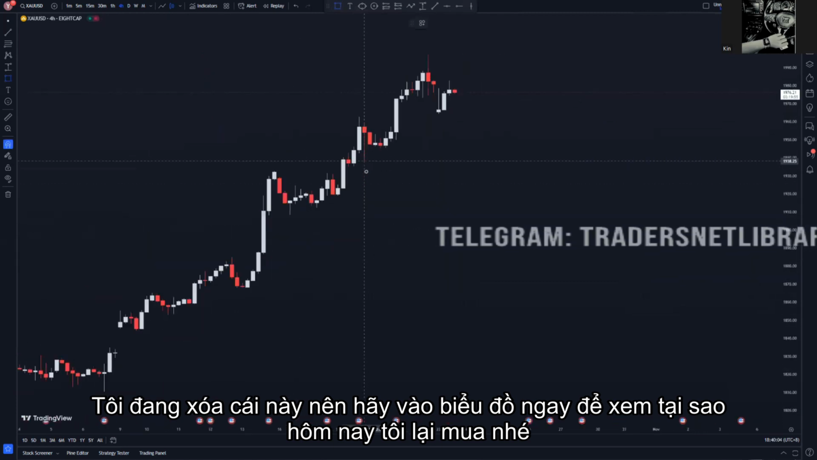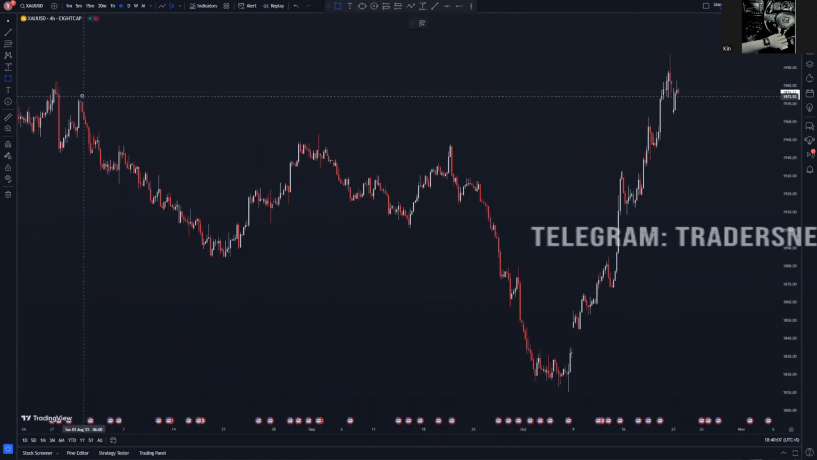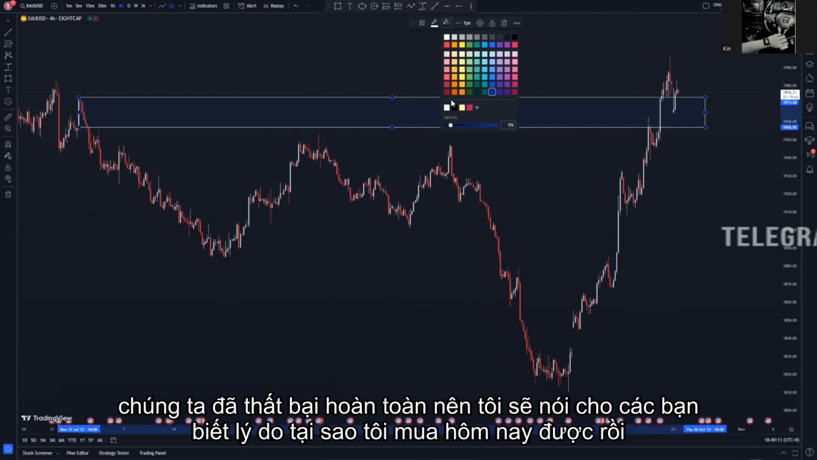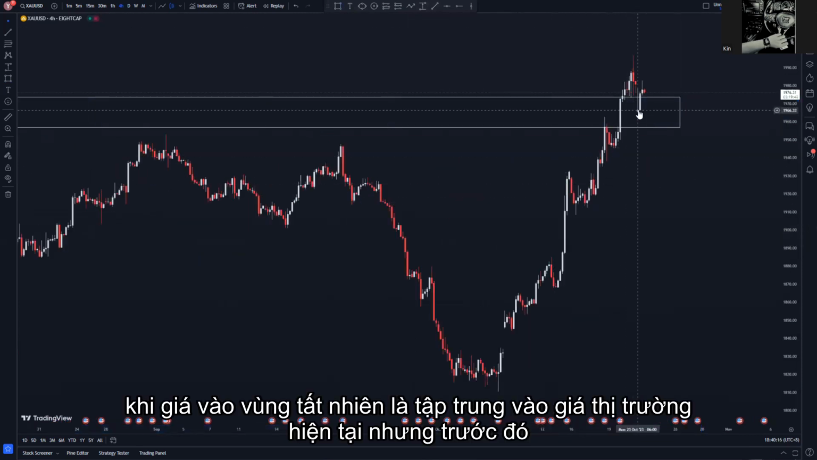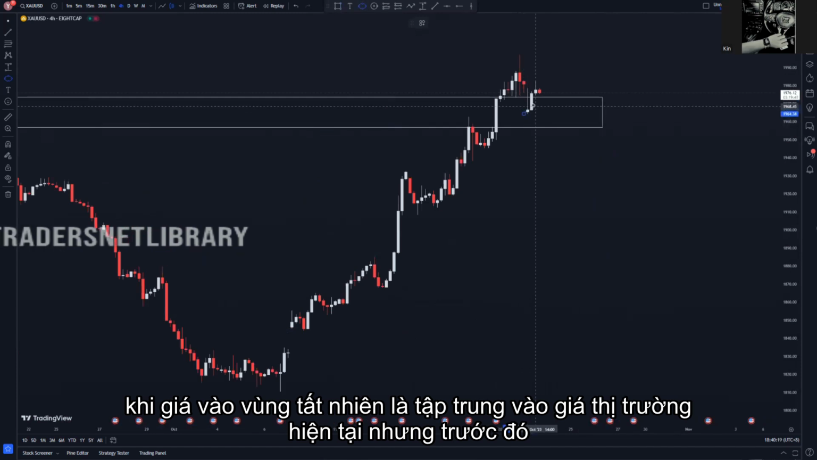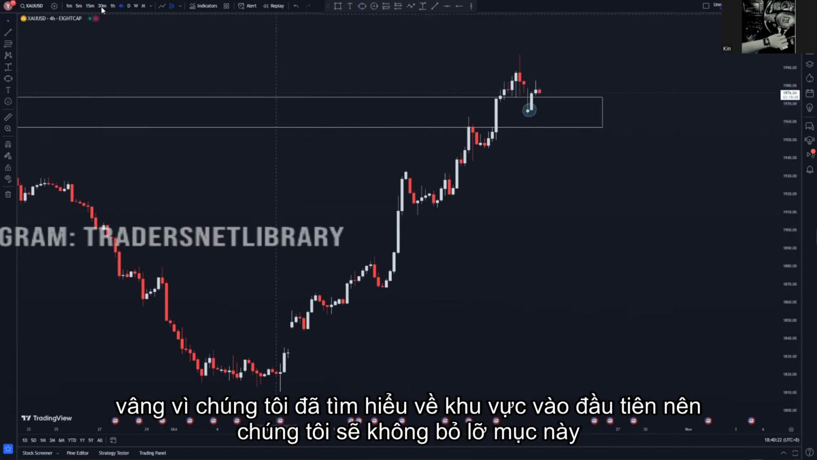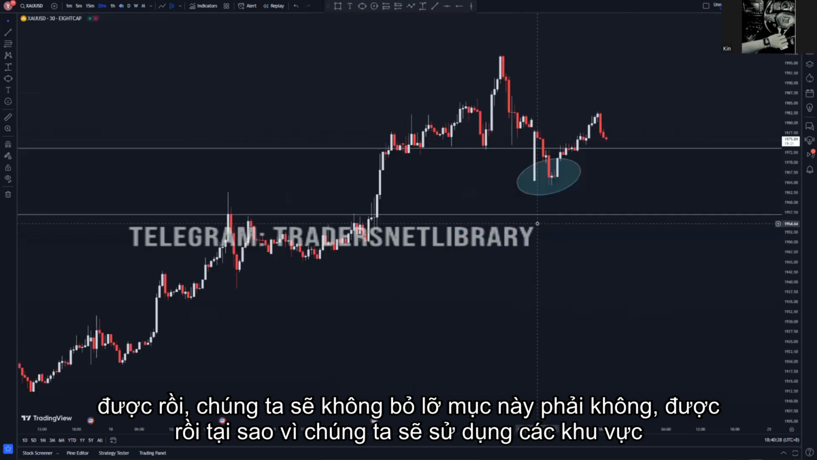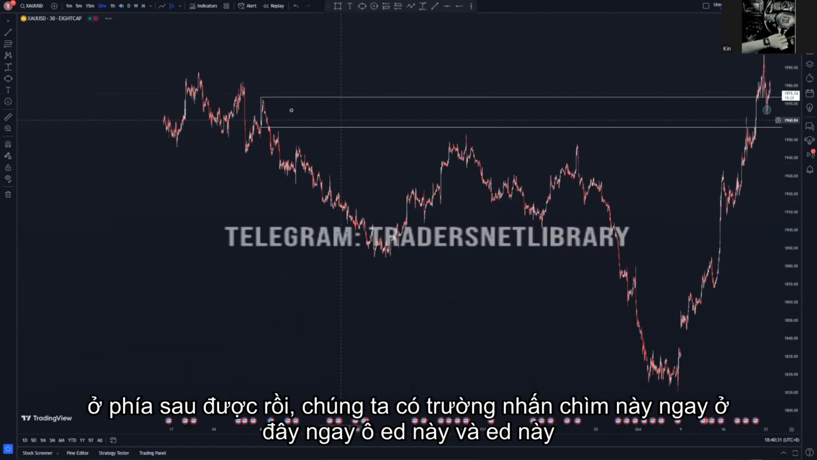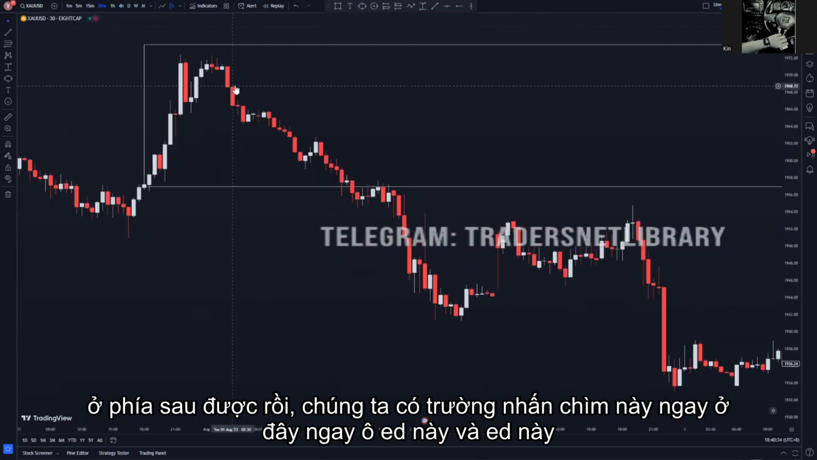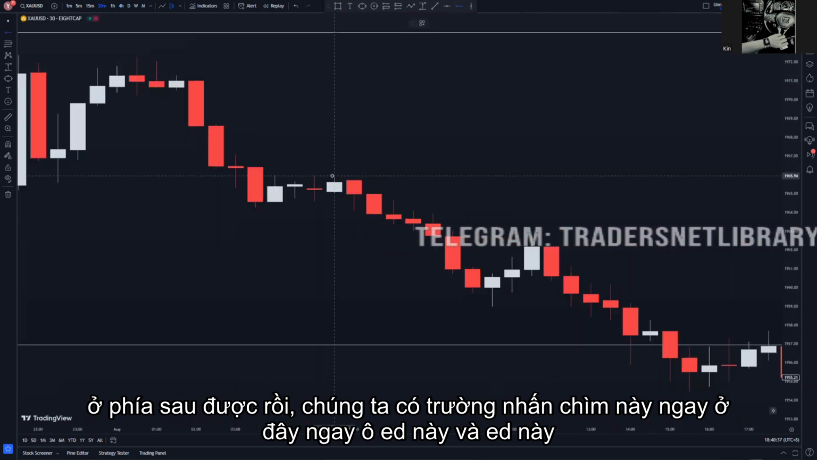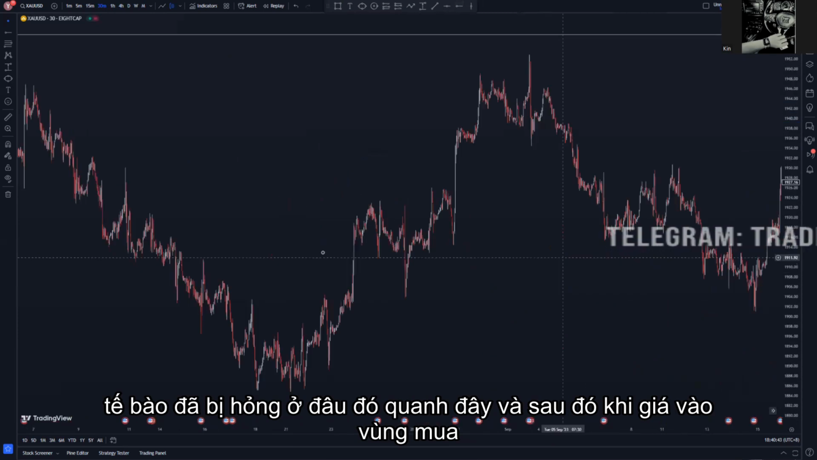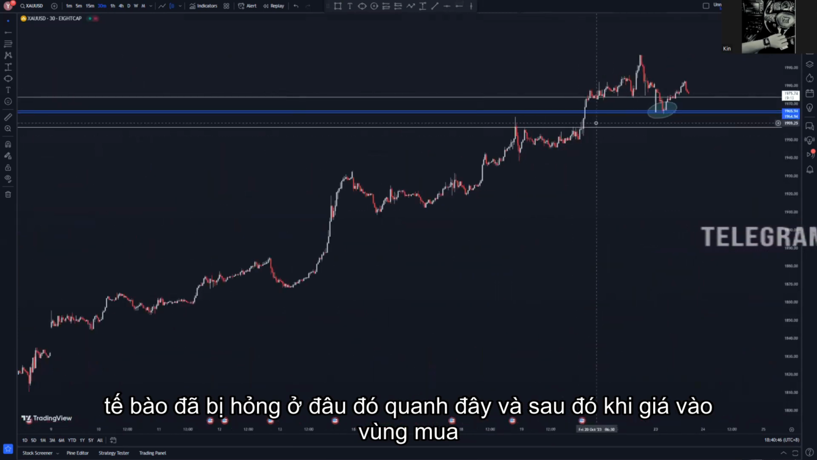Let's see, why did I take a buy today? Okay, we had this engulfing fail, right? So I'm telling you the reason why I took a buy today. When the price gets into the zone, of course, focus on the current market price. But before that, because we learned about the first entry zones, we're not going to miss this entry, right? Why? Because we are going to use the zones at the back. We have this engulfing fail right over here, this EG cell, and this EG cell had been broken somewhere around here.